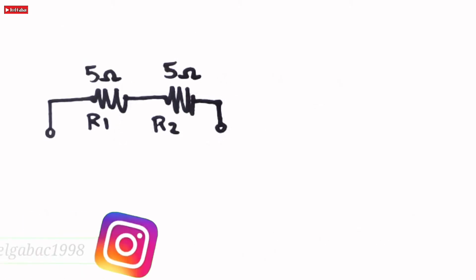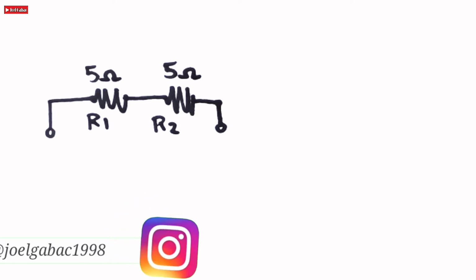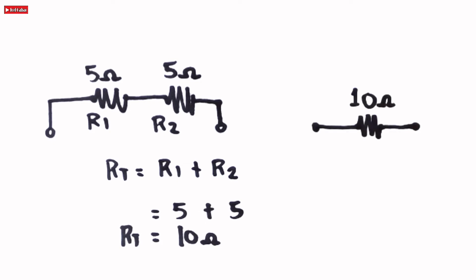So let's proceed to example number 1. This might be a series connection. We will rewrite first the formula of series connection and then substitute the given resistance to the formula. Just simply add the two resistors. 5 plus 5 is equal to 10 ohms.